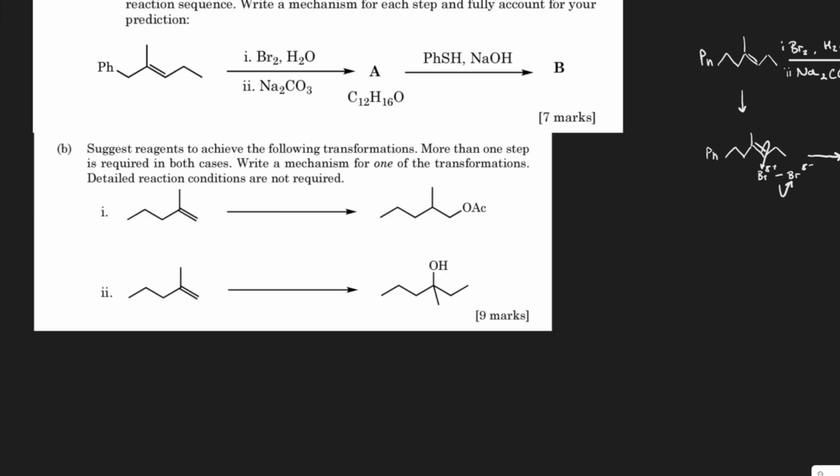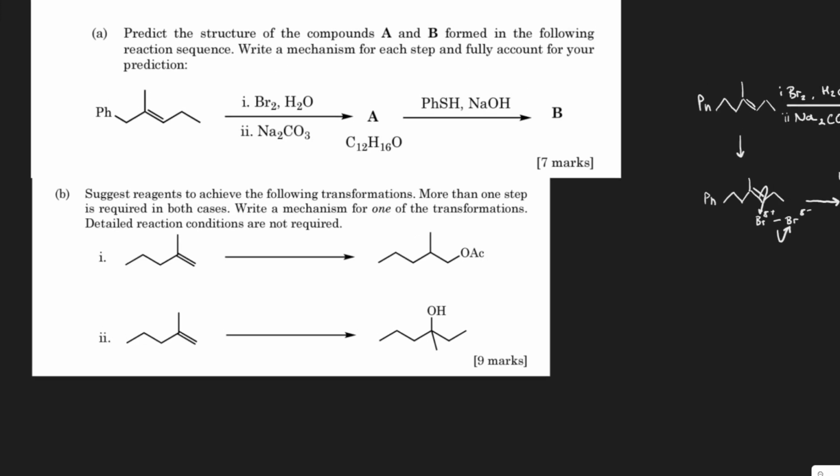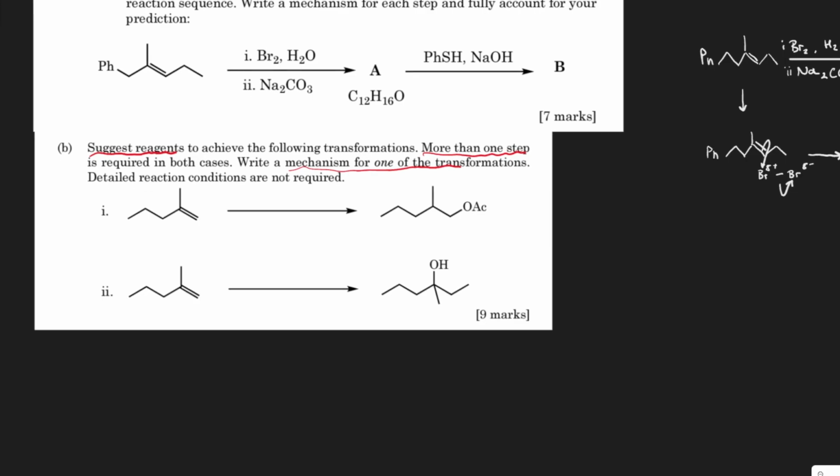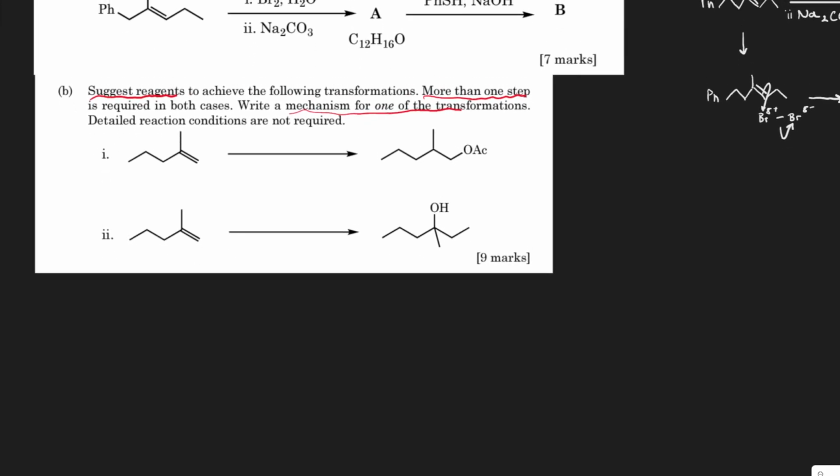More than one step is required in each, so it's always good to note what. So we want to suggest reagents, more than one step is required, and we need to write a mechanism for one of the transformations. So part 1, it looks like we're going to form an alcohol of some sort.